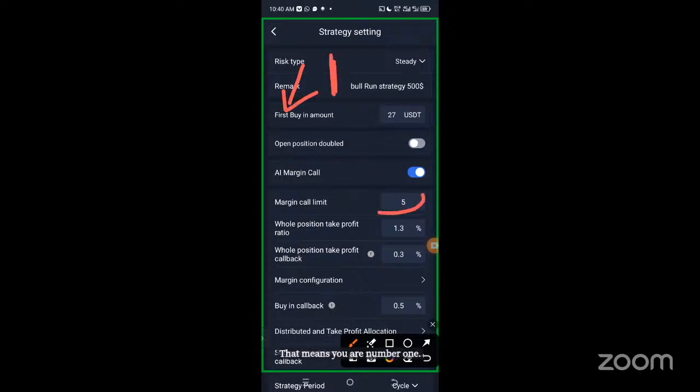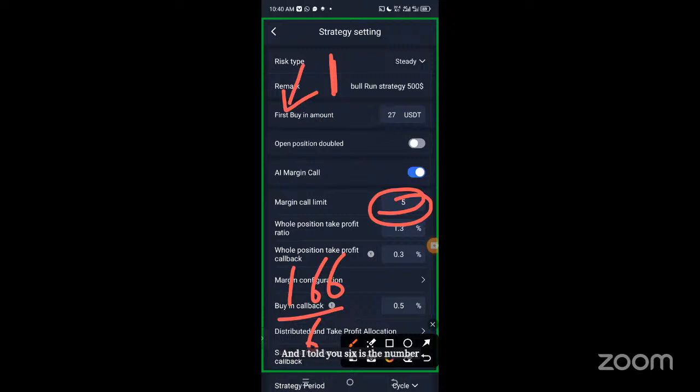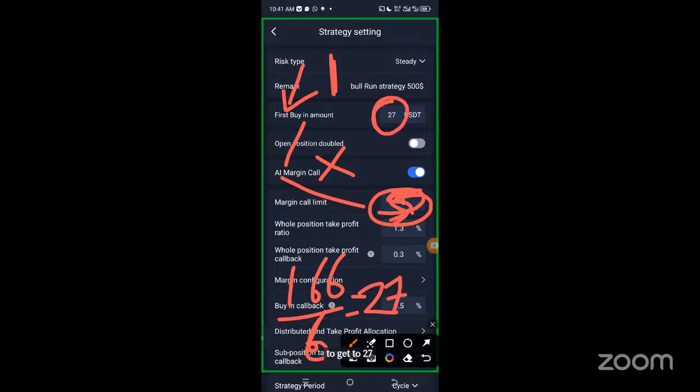Here, you will trade with 5 margin calls. But why did I divide 166 by 6, and I told you 6 is the number of margin calls? It is because 1 plus 5, the margin calls you are trading with, gives you 6. That's why I divided by 6 to get 27, which is the first buy-in amount.